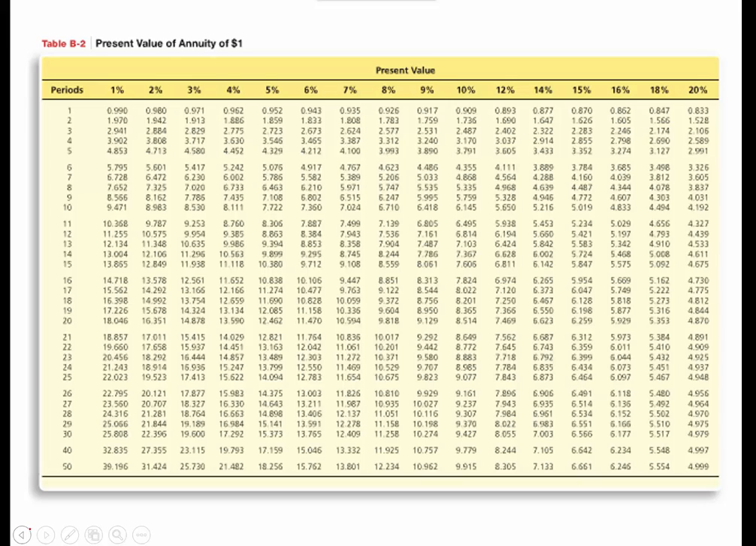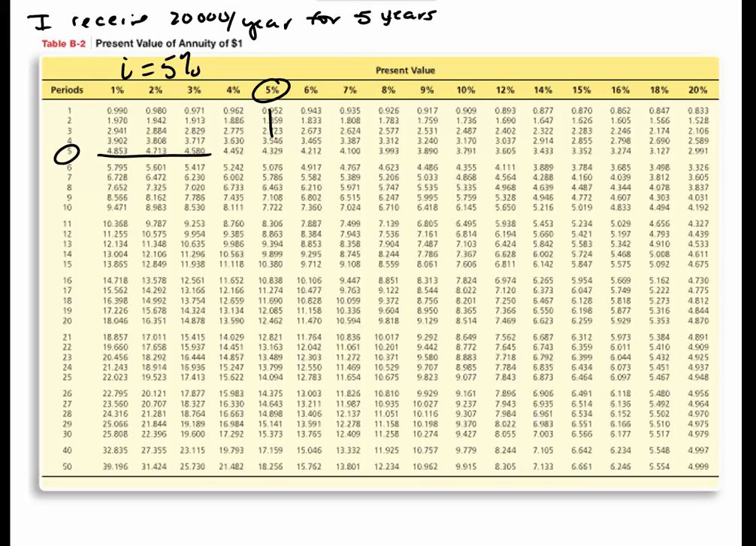Present value of an annuity. So this would be if I receive, instead of a lump sum 5 years from now, $20,000 per year, each year for the next 5 years, and I'm going to use that interest rate of 5%. So I do 5% in 5 years, and it goes this way, and I get 4.329.